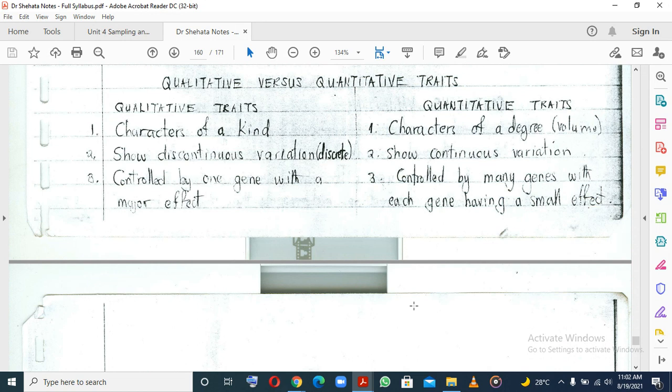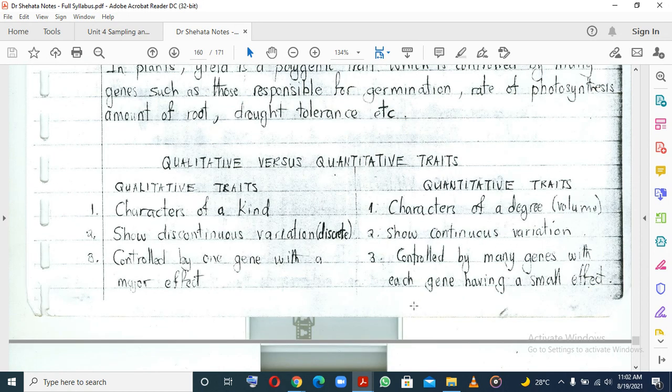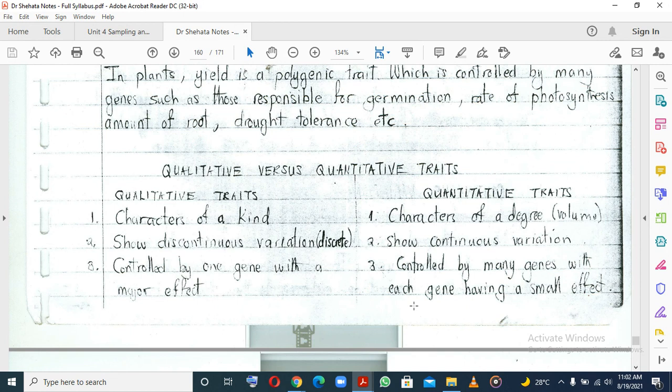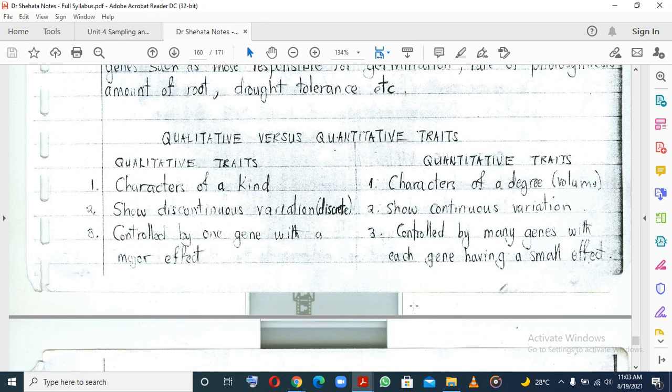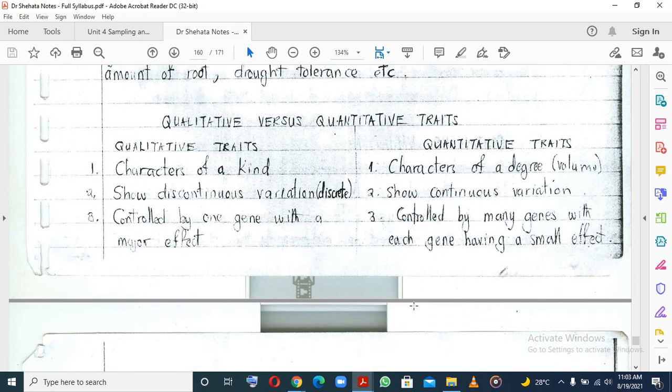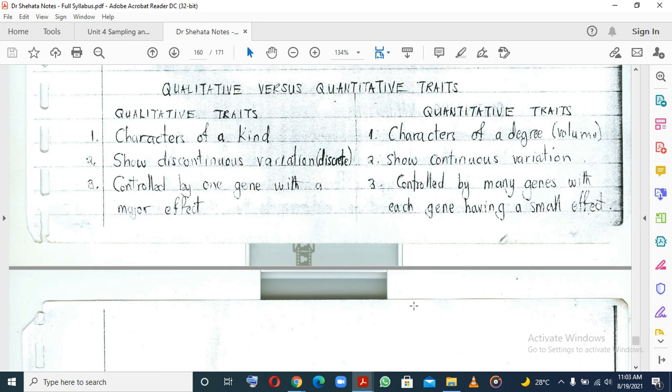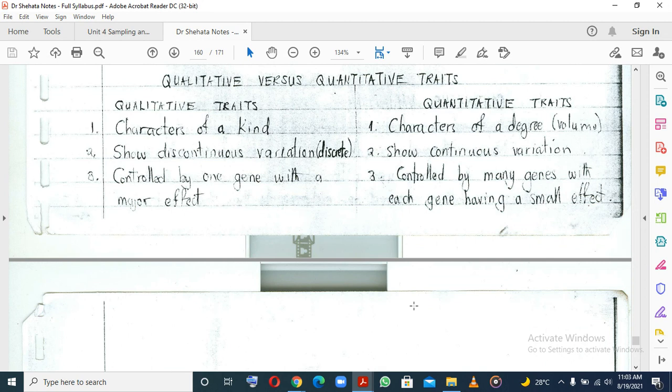So you find that someone may have a small yield, another one may have a medium yield, and another one will have a very bumper harvest. And that's usually going to be affected by what? By the environment to a great deal. And you can see there that the number of genes involved is large: for germination, for photosynthesis, for the amount of root, for drought tolerance, and so on, right? That just shows that for continuous variation, a number of genes are going to be involved.